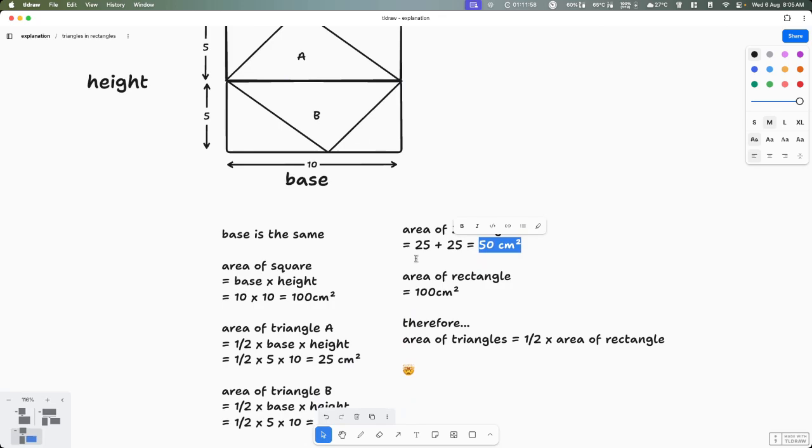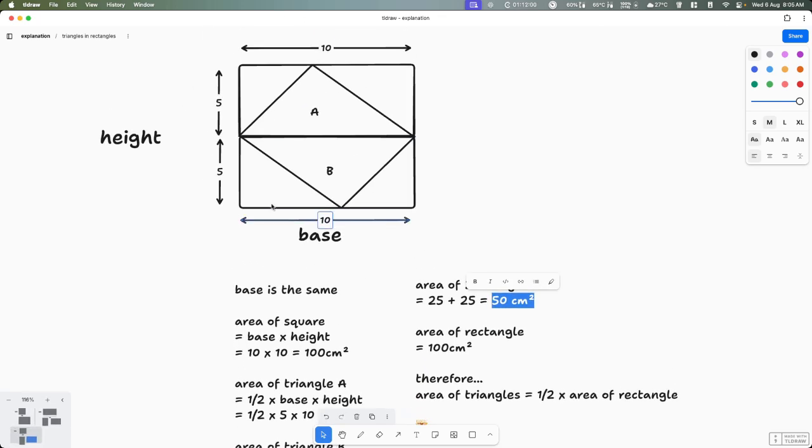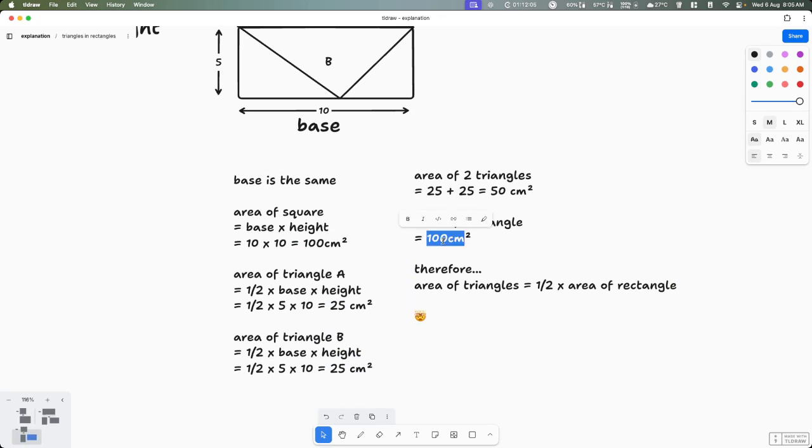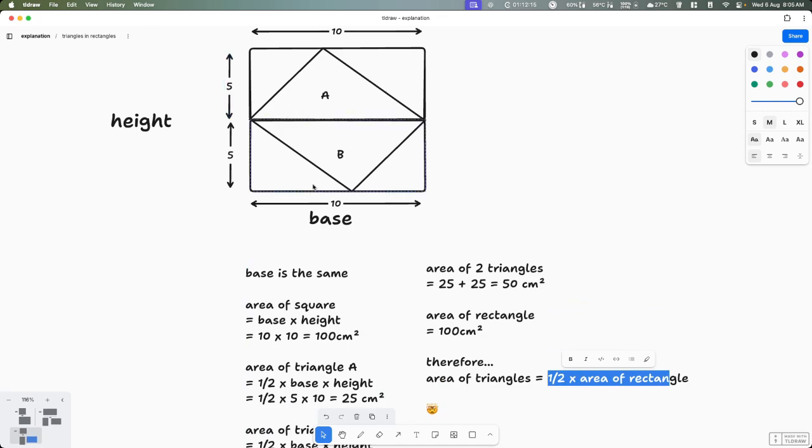And the area of the rectangle is 100 centimeters square, like we've calculated. Therefore, the area of the two triangles is basically half of the area of the rectangle. So the combined area of the two triangles is half of the area of the rectangle. Then you might be thinking, oh, it's because it's half and half, that's why.